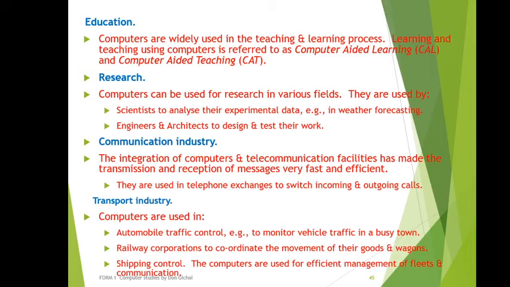In transport industry, just like now in automobile, traffic control, railway corporation like the SGR, shipping controls, computers are used for efficient management of fleets and communication. Also to coordinate movement of goods and wagons, to monitor vehicle traffic in busy road towns. Therefore, that is as far as transport industry is concerned.